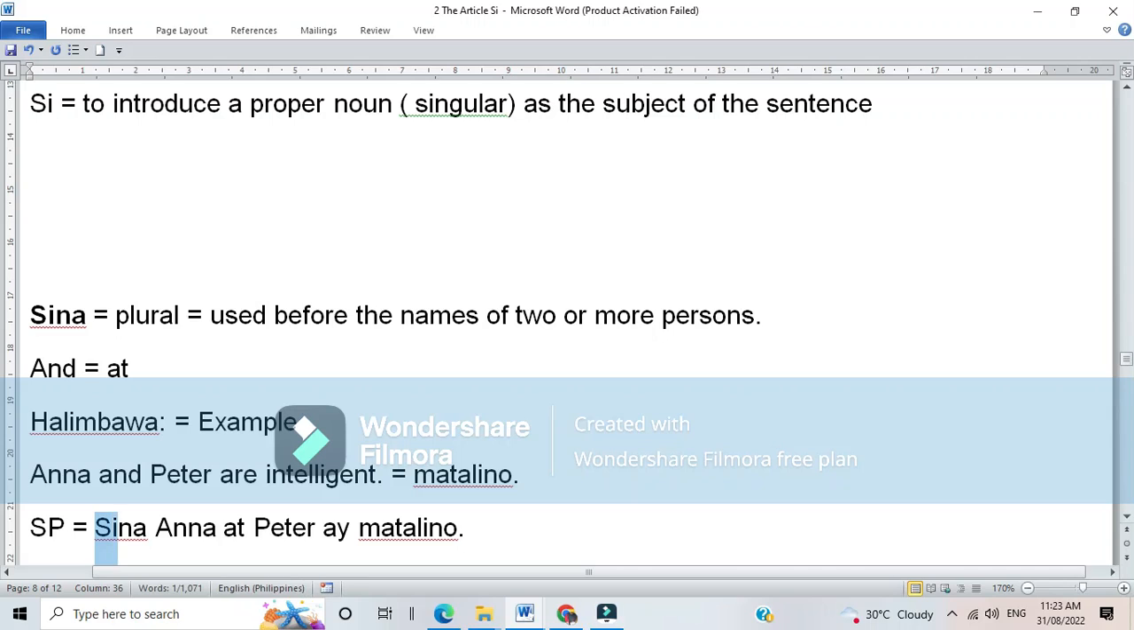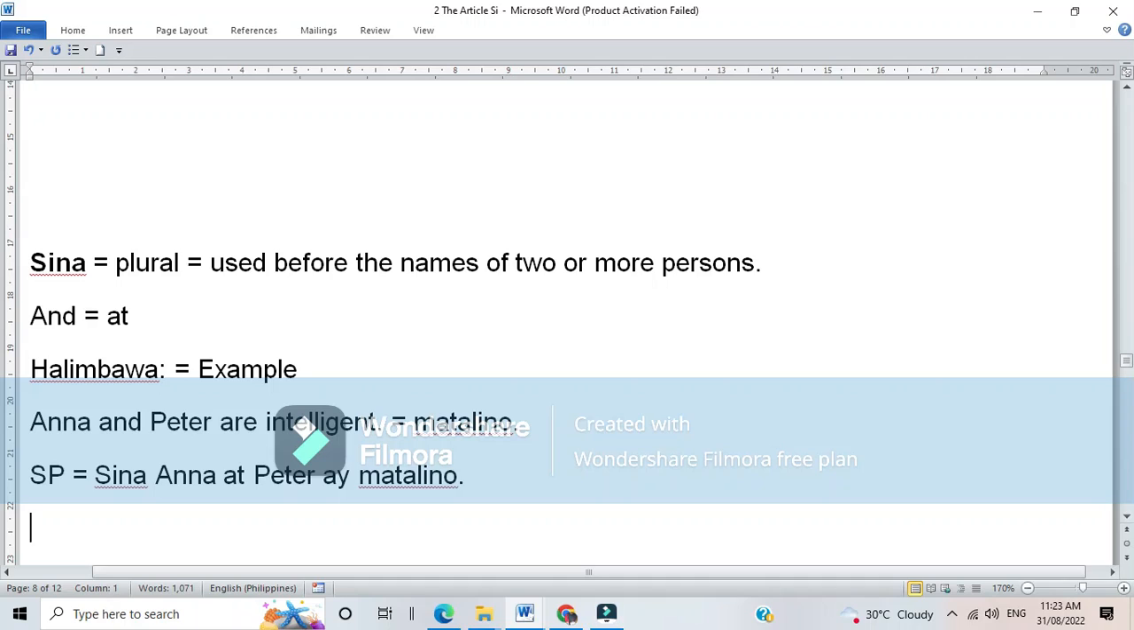Okay? So please repeat after me. Sina Ana at Peter ay matalino. Okay, very good. So, how about the inverted word order sentence? Okay, correct. Matalino sina Ana at Peter. Okay, so that is the use of article sina. So sina is an article used to introduce two or more persons' names.